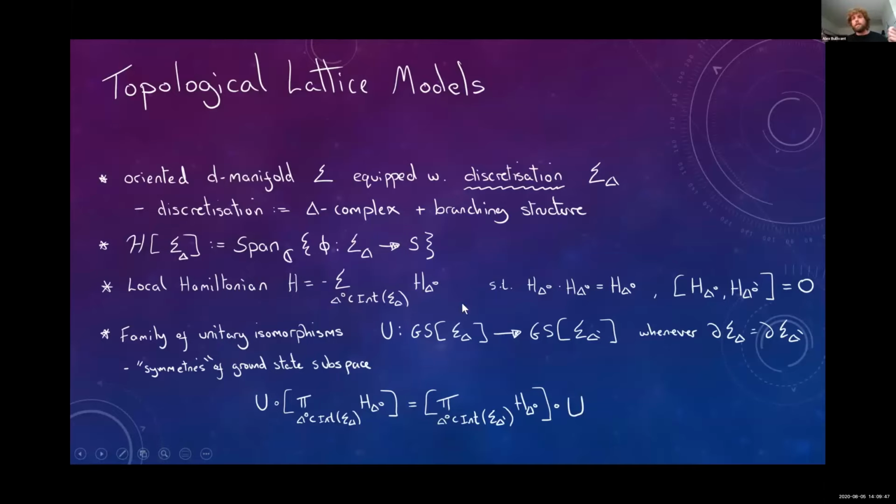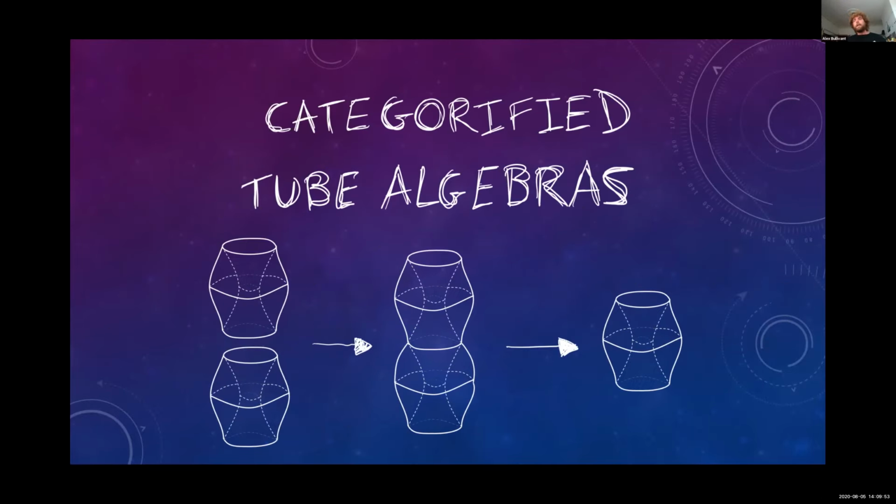So the Hamiltonian constraints never act on degrees of freedom on the boundary, only on the interior of the manifold. Okay, so I've defined very briefly what I mean by a topological lattice model. Now, at the beginning of my talk, I was promising to talk about the excitations. And how I want to talk about the excitations is through what I'm coining the categorified tube algebra.